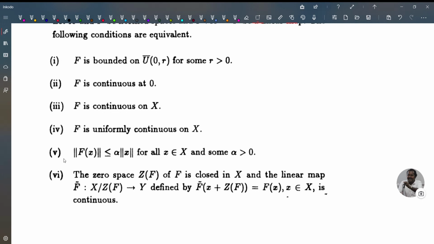And 5. Norm of f(x) is less than or equal to alpha times norm x for all x in X and some alpha greater than 0. And the sixth condition: the null space of f is closed in X and the linear map f tilde from X over the null space of f to Y, defined by f tilde of x plus null space of f equals f(x) for all x in X, is continuous.